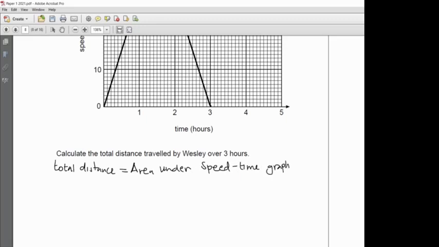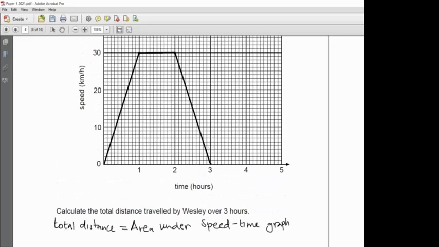So if you can work out this area here, I'm going to shade it. So if you can work out this area here, that will give you the distance that he traveled over the 3 hours. Now this shape that we're given here is a trapezium. So we can work out the area using the formula for the area of a trapezium. But if you don't remember that formula, what you can do is break up this shape into 3. So you can see I have 2 triangles. There's a triangle here. This is one triangle. There's another triangle here, this one here, and then this area over here, that is a rectangle.